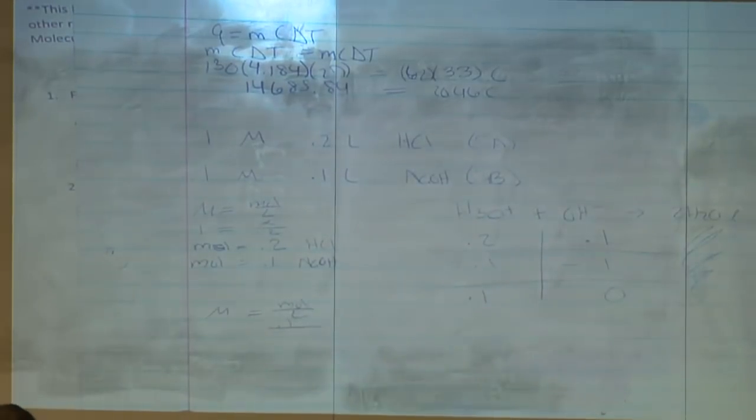So now what we go for from here is we're going to find the new molarity. Because the volume has changed, the concentration has changed. So molarity equals moles over liters. We said the moles is 0.1. The liters of HCl is 0.2, and the liters of NaOH is 0.1. So then you're just going to get 0.1 divided by 0.3.